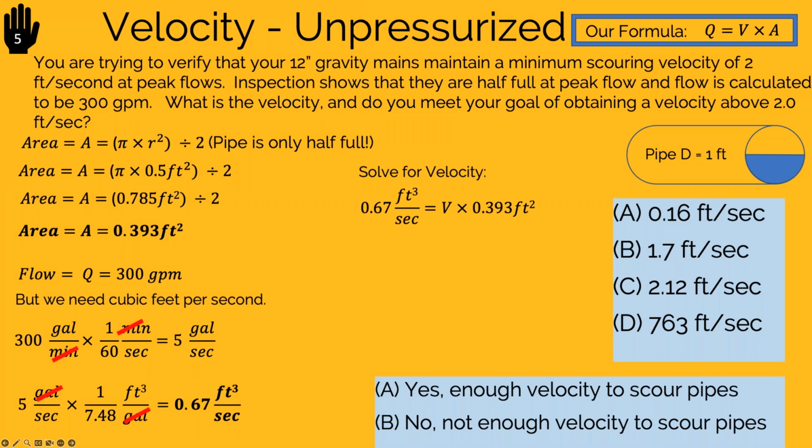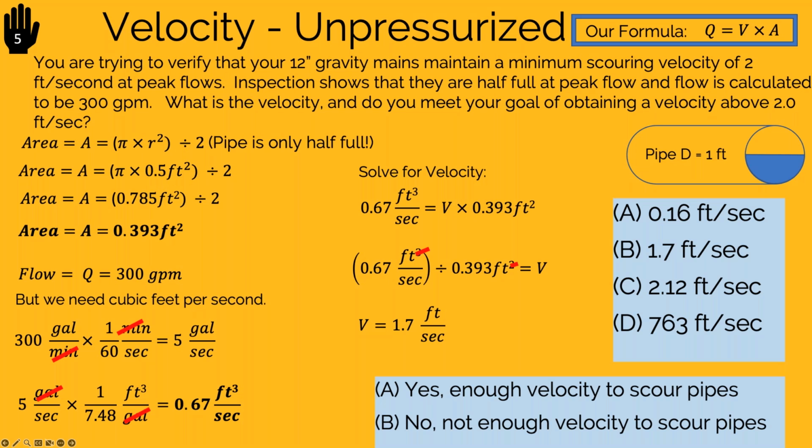So I know Q equals VA, which means V equals Q divided by A. So if I set up the equation in the standard Q equals VA format, I can essentially move the 0.393 to the other side and divide 0.76 by that to get the velocity, which then gives me 1.7 feet per second. And I can check that my units are right because I've got feet cubed over feet squared. So the 2 cancels out 2 of the 3, which leaves me feet to the 1 power, which is just feet.